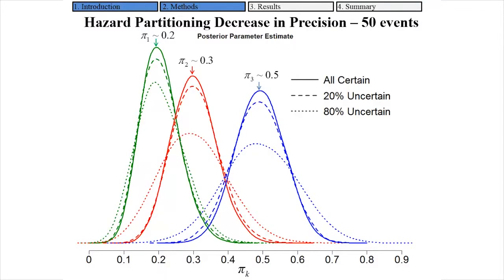And then, as we would expect, with 20% of those causes introducing some uncertainty, you see that variance increasing by this bell curve lowering and getting wider. Similarly, if 80%, even less certainty. So kind of, in a sense, showing a proof of the concept that it is doing what we expect it to do.